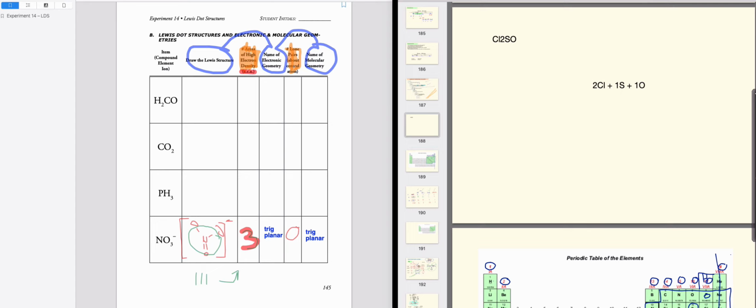Okay, so there we go. Let's look at this. Let's try to get this back on. Each of my chlorines, let's do the needs line. Each of my chlorines needs 8, each of my sulfurs needs 8, and each of my oxygens needs 8. So there weren't any exceptions on that.